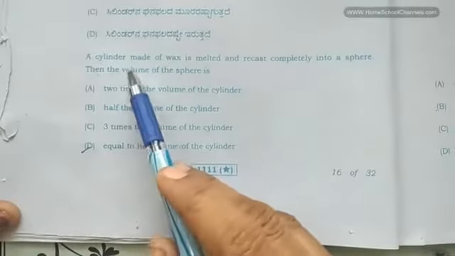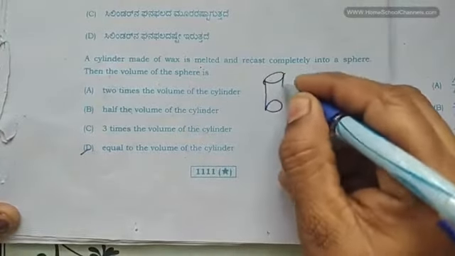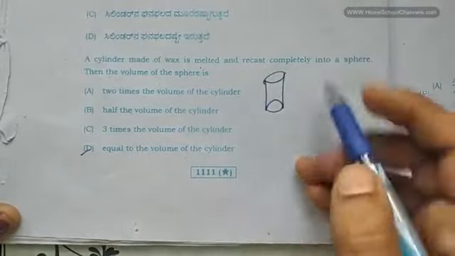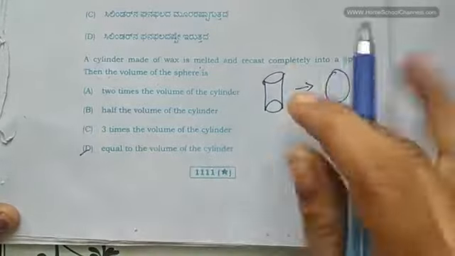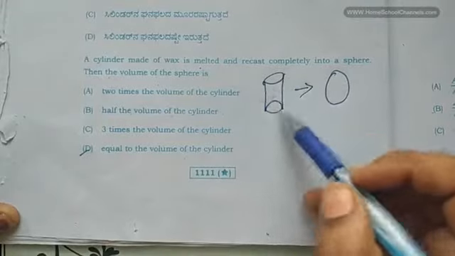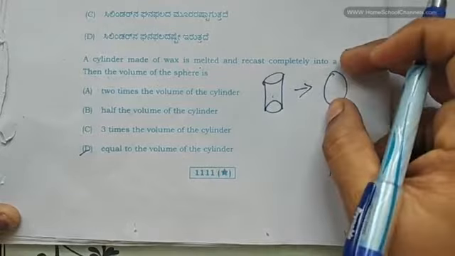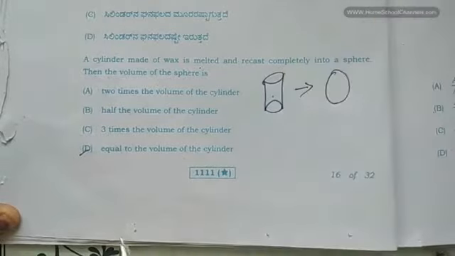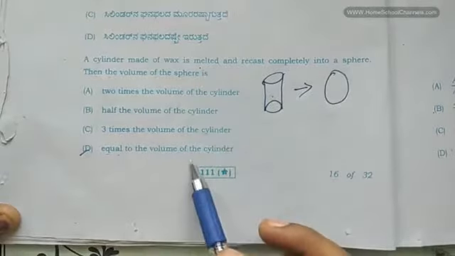26th one, a cylinder made of wax is melted and recast completely into a sphere. Then the volume of sphere is, see here, cylinder completely melted to form a sphere. Volume of a sphere is equal to volume of cylinder. Option D, it is volume of sphere is equal to volume of cylinder.